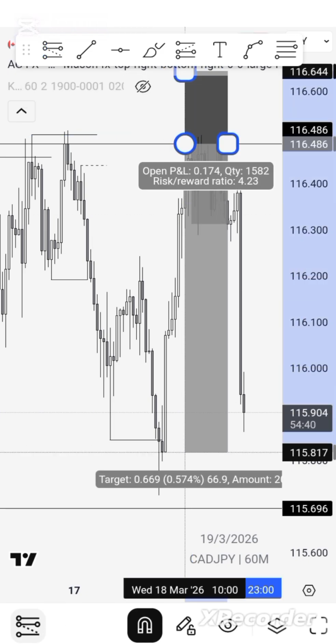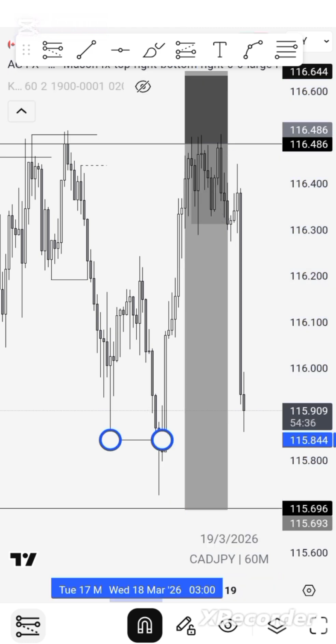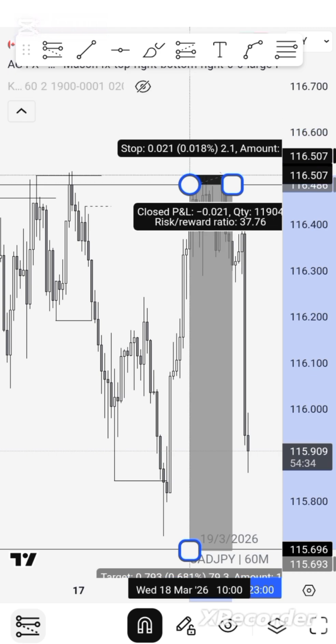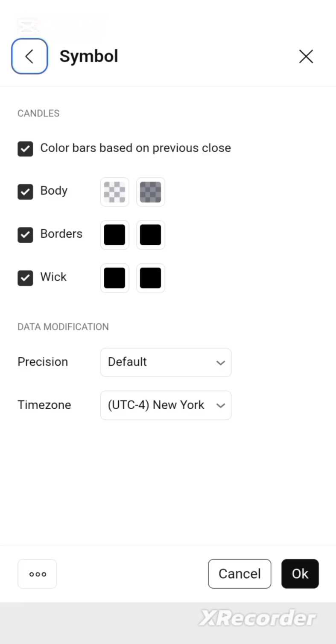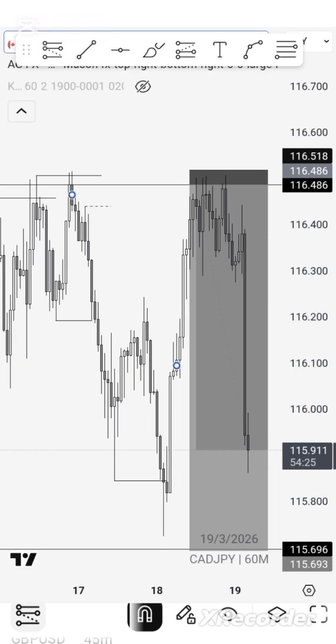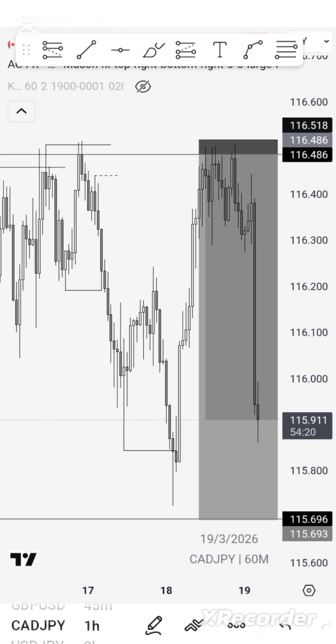And then I was targeting this low. You can see the way price is dumping massively. I was targeting this low, and then my stop loss is just a little bit above this high. So that's how I got the setup on CADJPY. Can you see? Same thing over and over again.